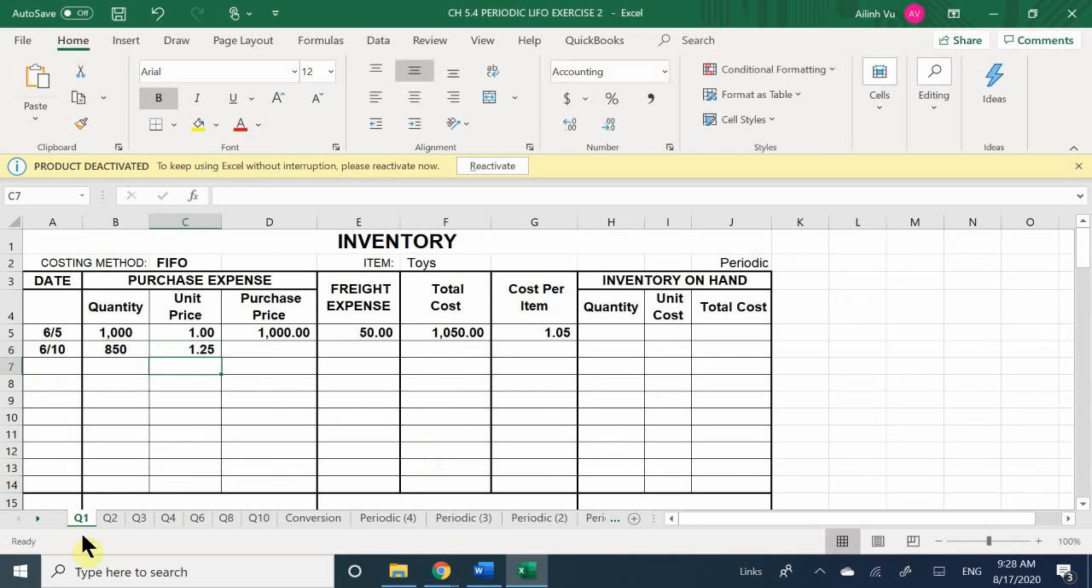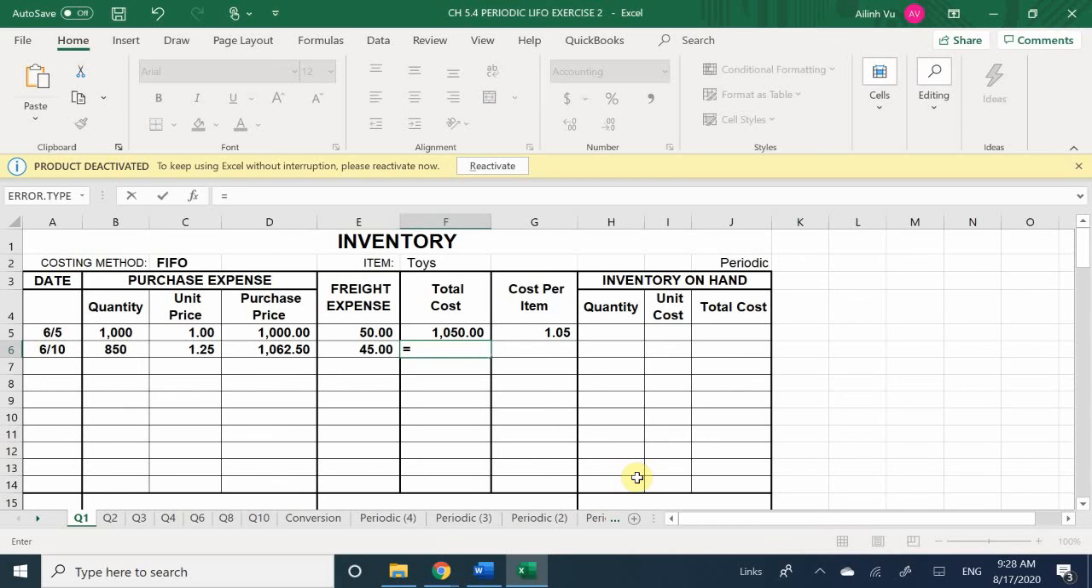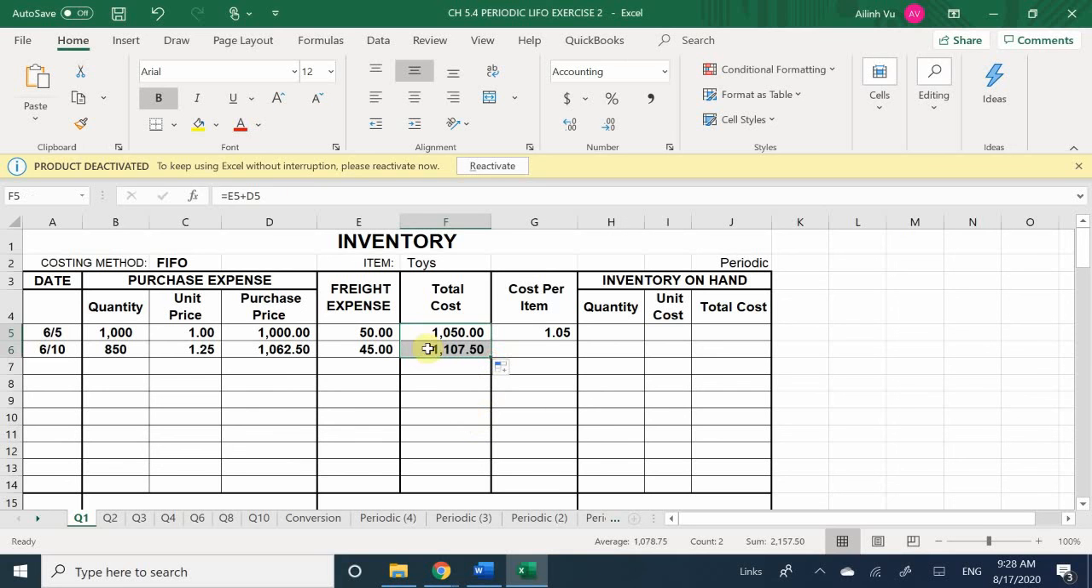And what do you get? $1,062.50. And my freight was $50. That'll make it $1,112.50. You said it was 50? It's 45. Oh, it's 45. Okay, $1,107.50. $1,107.50 is correct.